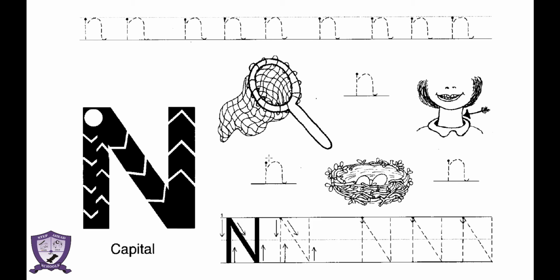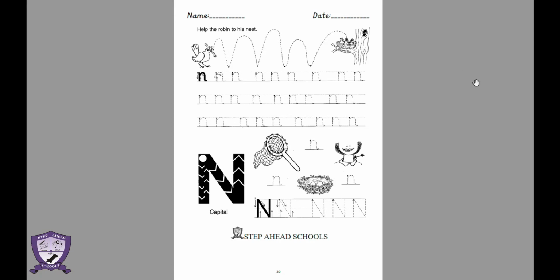So remember that they all start with the sound letter N. On this page, what do you have to do? I have explained that you have to trace these lines first of all. Then you have to trace all these small n's. Then you have to trace this capital N, and you have to recognize the sounds and learn the pictures.